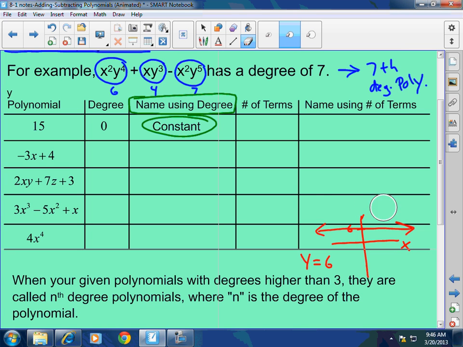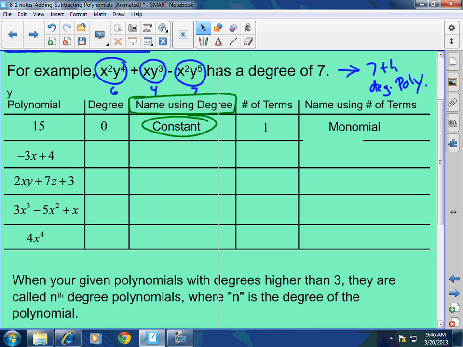Okay. Thank you, gentlemen. All right. Let's continue. How many terms? What's the name of a one-term polynomial? Monomial. Done. Next, what's the degree of this second polynomial I've given you? 1. Do you guys know by chance, do you remember, because this one you do know. No, it's not constant. Constant is when the degree is 0.